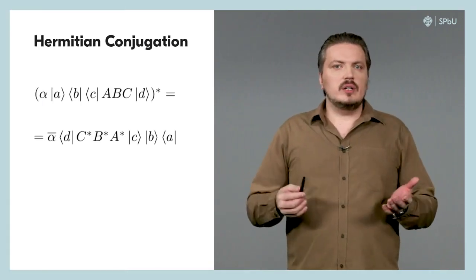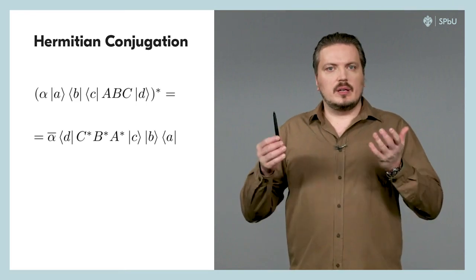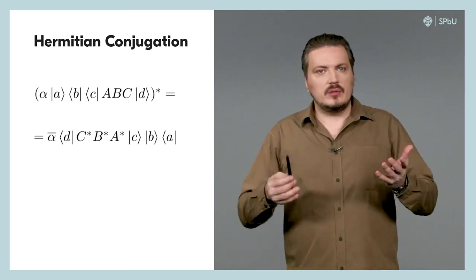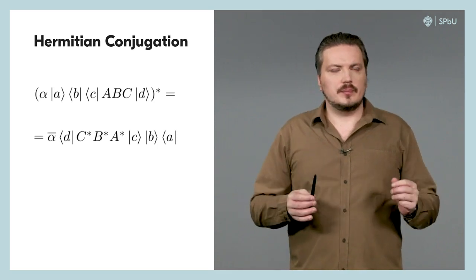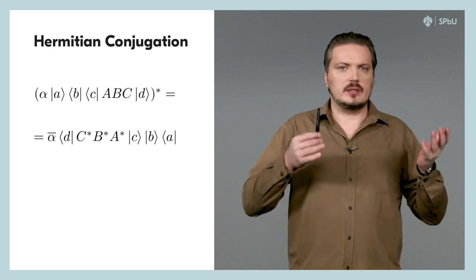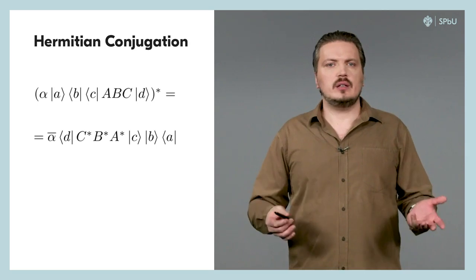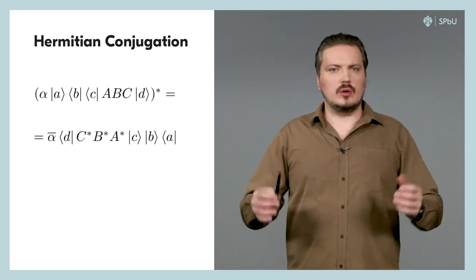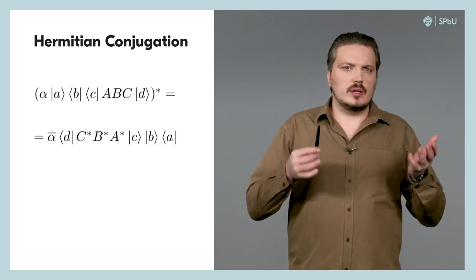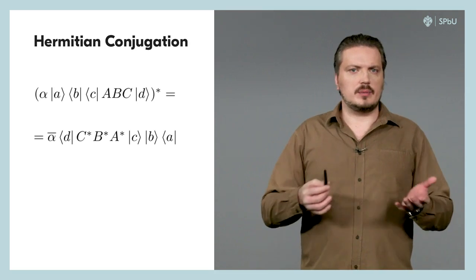And it is very convenient for us to notice that when we perform the operation of Hermitian conjugation on some expression, we have to do two simple things. First, substitute each element in the expression by its Hermitian conjugate, and second, rewrite all elements in the reverse order. The second rule is not strict for the scalars. It is usual to write them in the beginning of the expression.